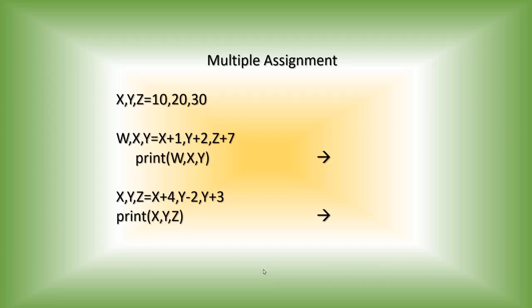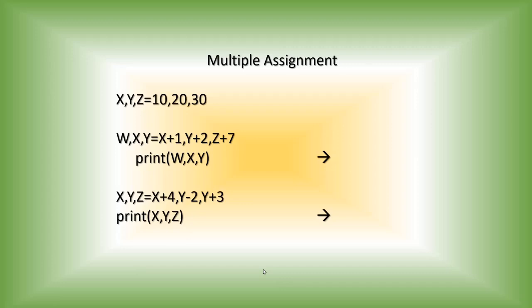If you are writing only 2 values, it will show the error message. Because on the left side, you have 3 variables, and on the right side, if you are writing only 2 values, the compiler or interpreter will give you the error message. And see the second example.